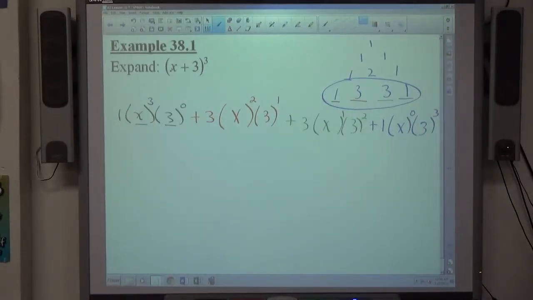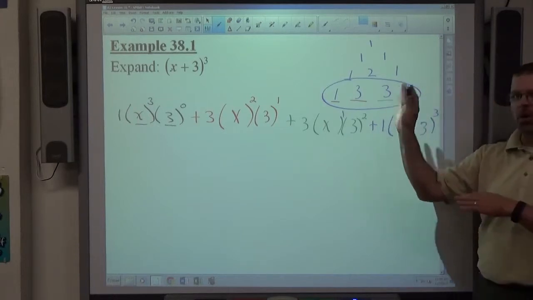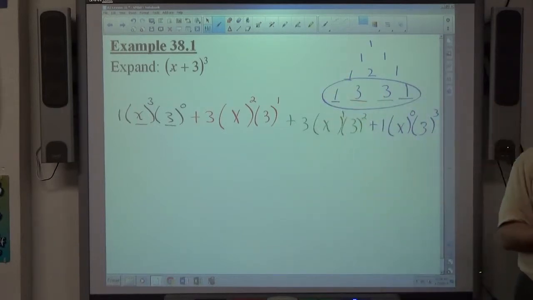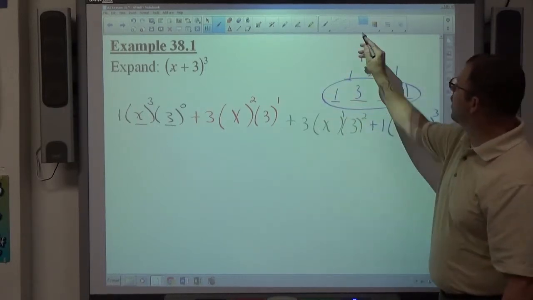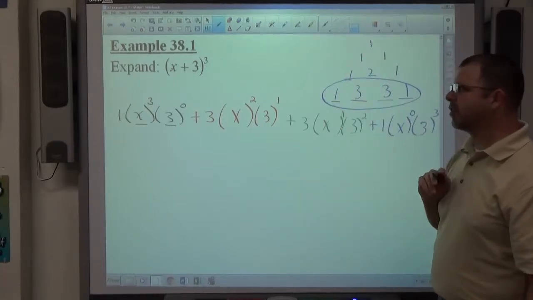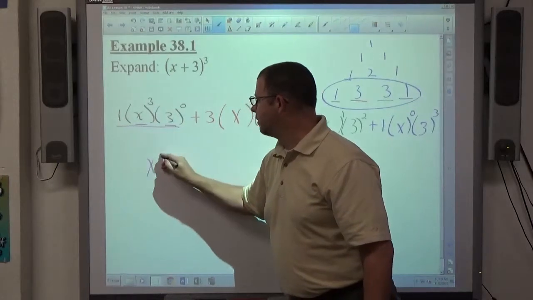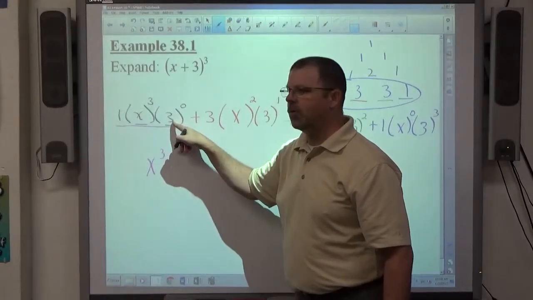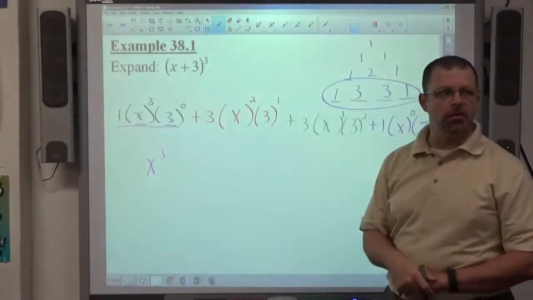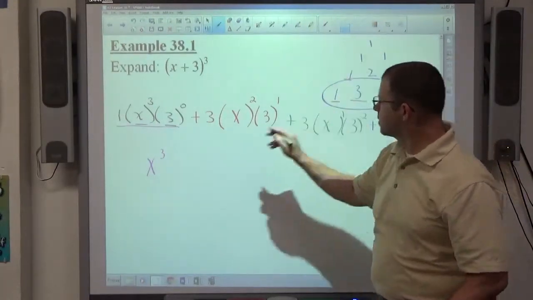So each piece is created by the Pascal numbers along with the pieces in the problem raised to whatever powers they're supposed to be raised to. What's left to do then is to simplify the entire expression completely as much as possible. This becomes x cubed. 1 is 1, 3 to the 0 is 1, x cubed is x cubed, 1 times x cubed is x cubed.